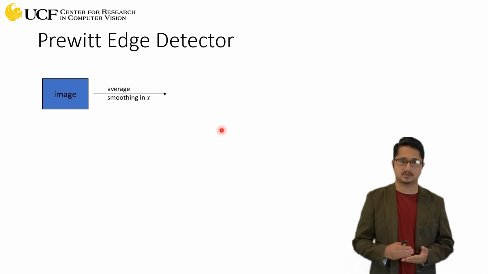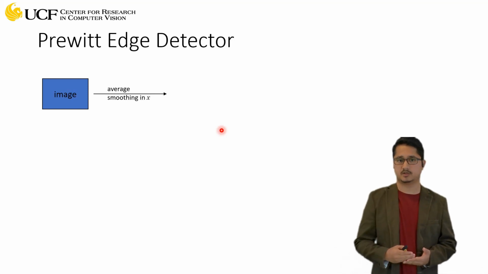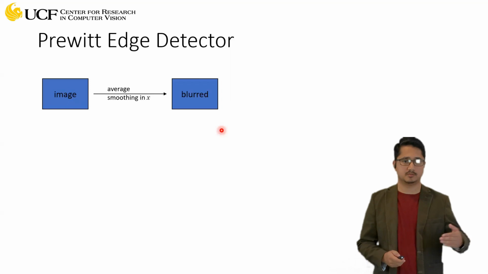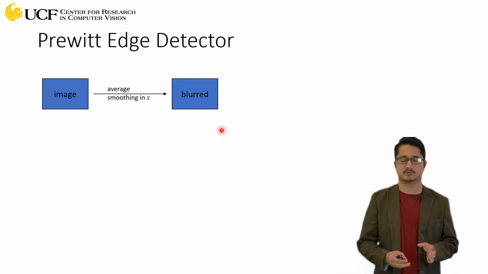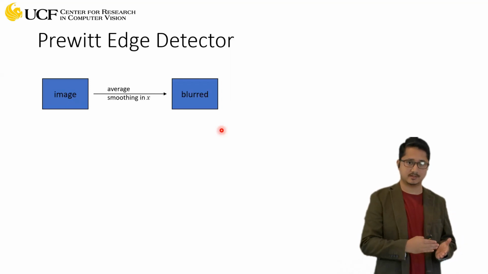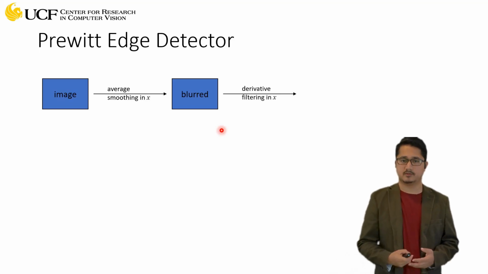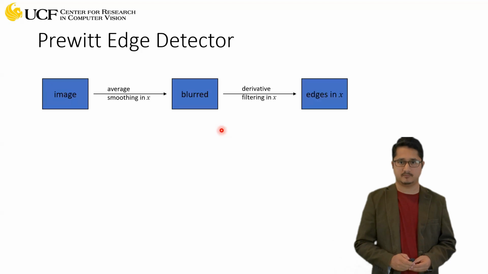The first step is you will perform smoothing in, let's say, the X direction, which is going to give you a blurred image. We have seen this earlier as well, that smoothing of your signal actually helps you in detecting edges. Then you will compute a derivative in the X direction, which will give you edges in the X direction.